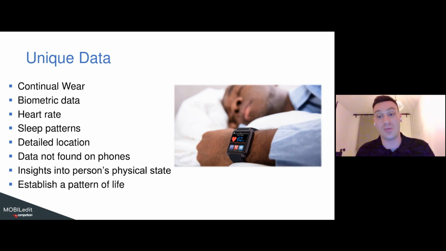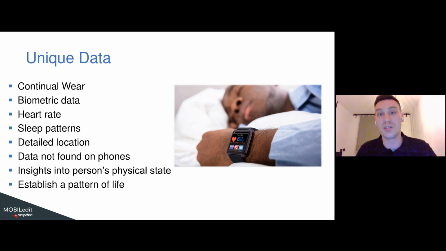The data is going to be unique. As I mentioned before, you're able to get heart rate data. If people are wearing it to monitor their sleep, you're going to get sleep patterns, right? And those go into the category of biometric data with that continual wear. And typically, the locations that you're getting with a smartwatch are going to be detailed. Usually, people wear the smartwatch on their wrist. They're not putting it in their pockets when they're going out. They're not putting it in a bag. They're keeping it against the skin on their person.